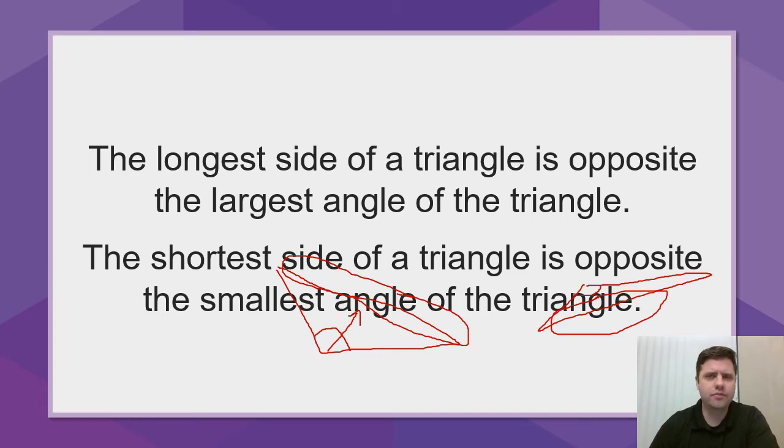This is a good rule of thumb to keep in mind in case you get to any problems and you want to just check for reasonableness of the answers that you're giving. You can check them by this methodology.